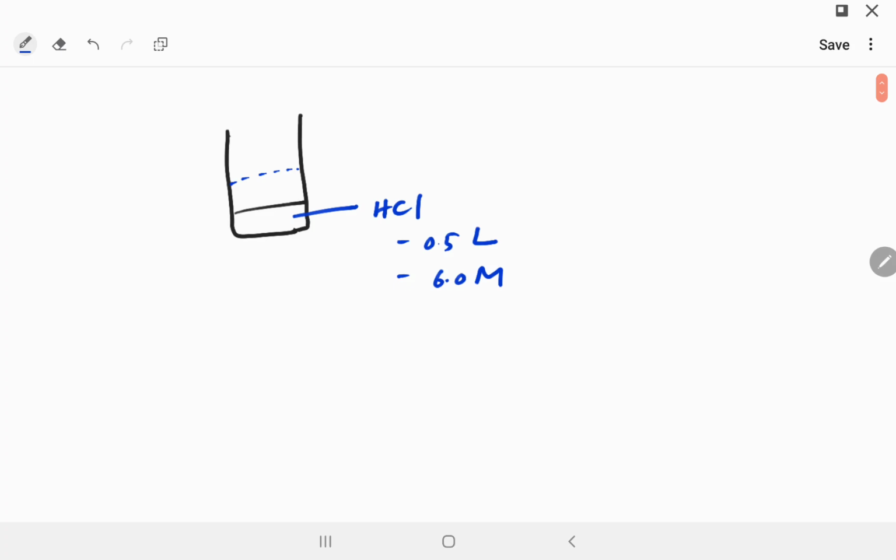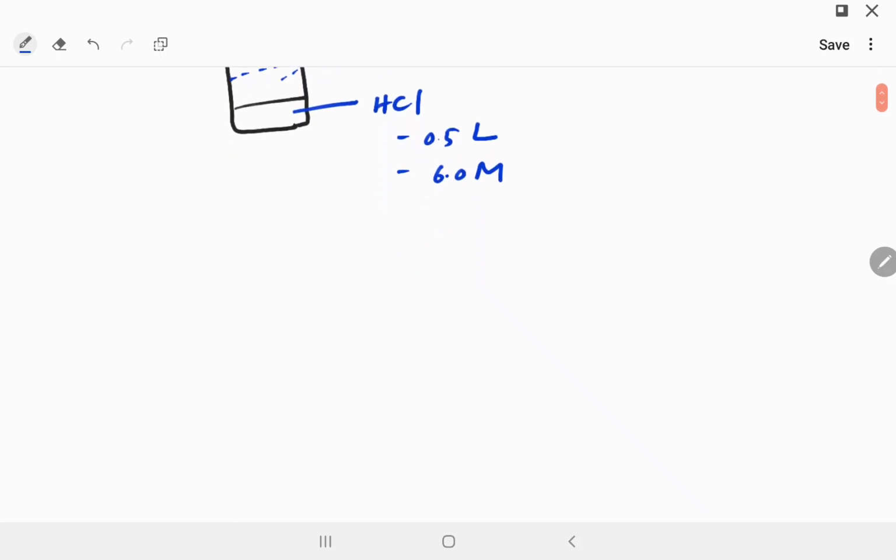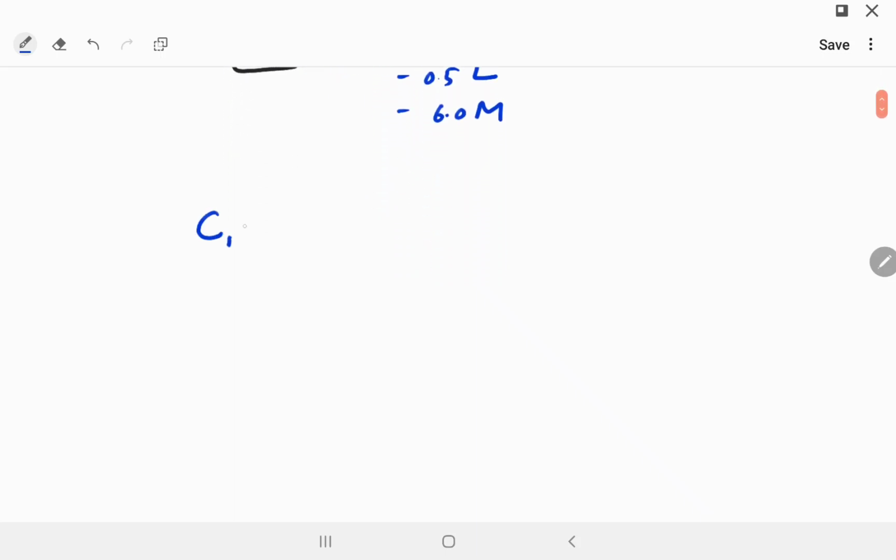But let's say your brain is slow or you don't want to think it like that. You want to use an equation. So the final volume is what? The final volume is 1 liter. And they're asking us what is C2, the final concentration. So to do that, we are using C1V1 equals C2V2.